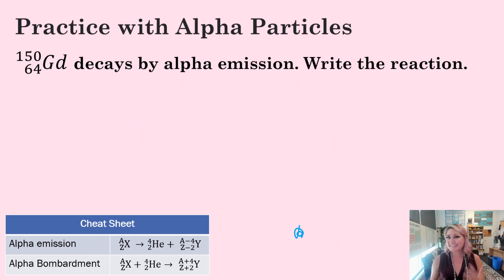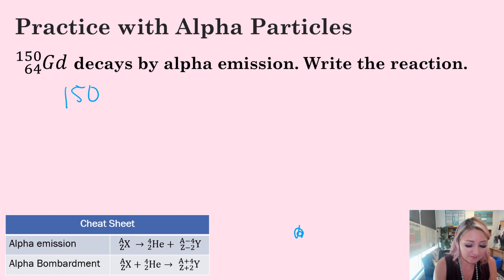All right, that last example we saw was kind of tricky because you had to know that some neutrons were also emitted in order to balance that equation properly. So just know that we will let you know if there are neutrons produced, and we'll stick to some more simple examples that are a little more straightforward. And this is a great example of that. So here we have gadolinium-150 decaying by alpha emission, and they want us to write the reaction.